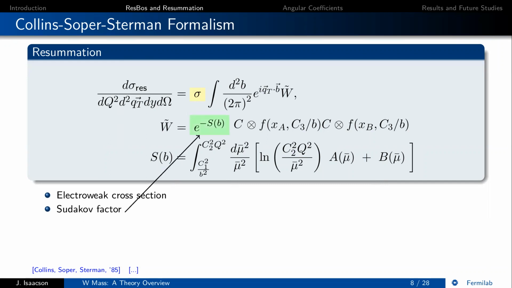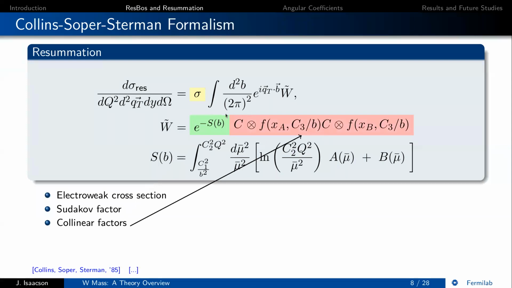You then have in this W piece the Sudakov form factor. The Sudakov form factor, I should say, captures the soft contributions to your calculation. And then you have the collinear factors, which calculate the hard collinear pieces. And so you can see these are convolutions with PDFs.